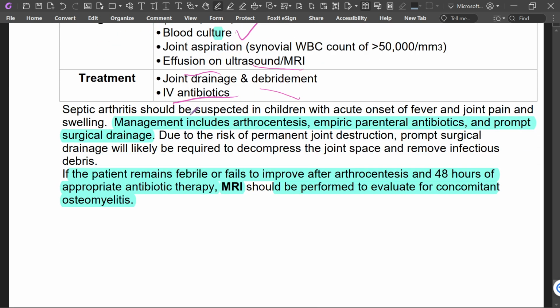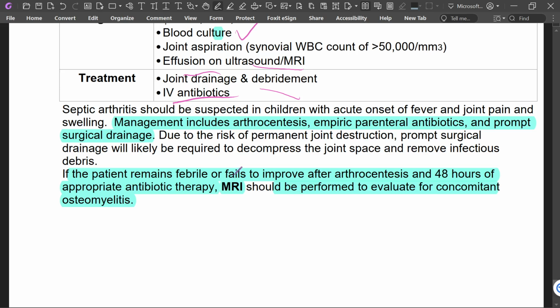Septic arthritis should be suspected in children with acute onset fever, joint pain, and swelling. Management includes empiric parenteral antibiotics and prompt surgical drainage due to the risk of permanent joint destruction. Prompt surgical drainage will likely be required to decompress the joint space and remove the infectious debris.